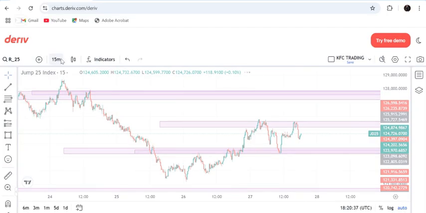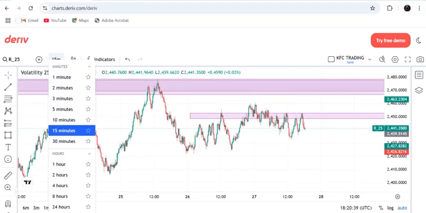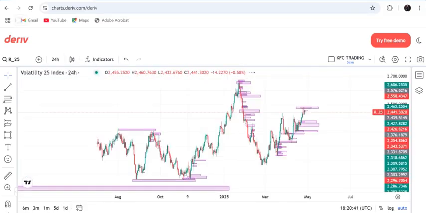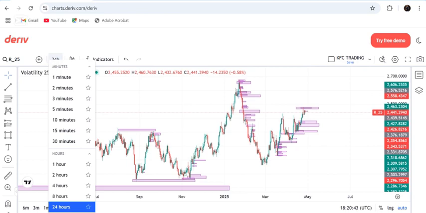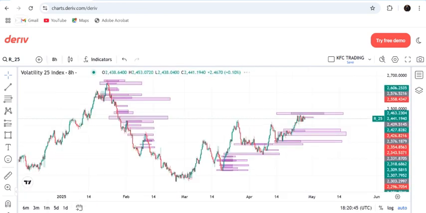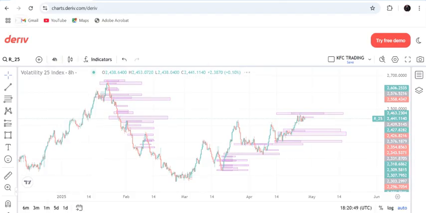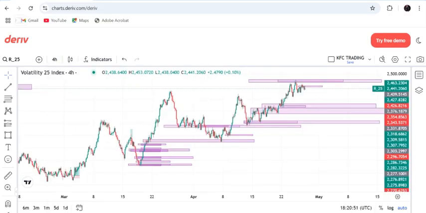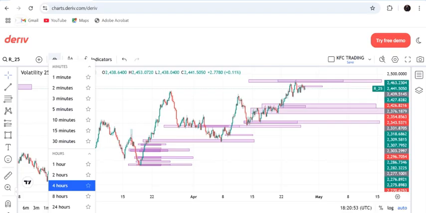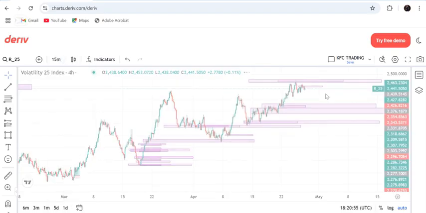Now then, Volatility 25. If you look at Volatility 25, let's take from the 24-hour, you see that it is bullish. The 8-hour time frame, you see that it is bullish, and from the 4-hour time frame, you see that it is bullish. So I'm going to be looking for the bullish moves on Volatility 25.